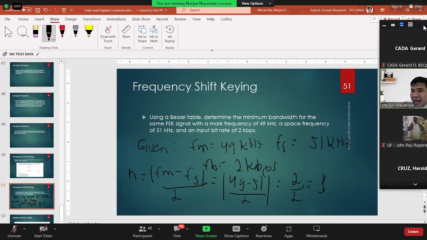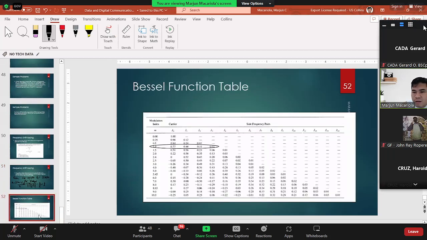So we all know that the H factor or the modulation index is equal to 1. Okay? So paano natin gagamitin sa modulation index? Using the Bessel function table. Okay? So as you can see, these are represented, or the Bessel function table is represented by modulation index or the H factor, the carrier, and the sideband signals. Okay?